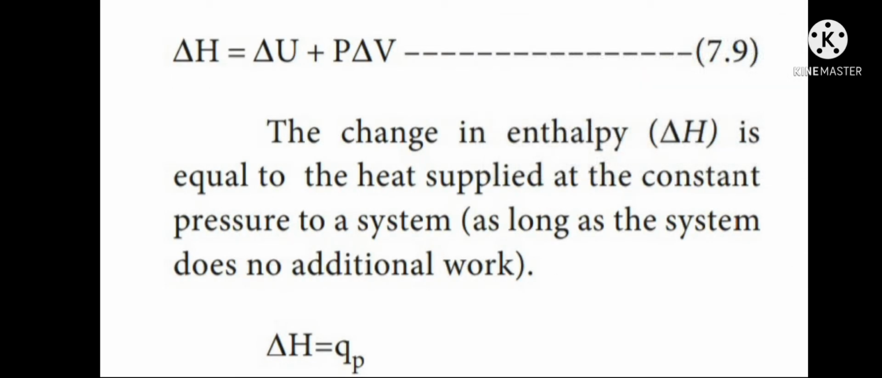The change in enthalpy, that is delta H, is equal to the heat supplied at constant pressure to a system as long as the system does no additional work. It is given by delta H is equal to QP, where delta H is change in enthalpy, where QP is heat supplied at a constant pressure to the system. It is given in the paragraph.